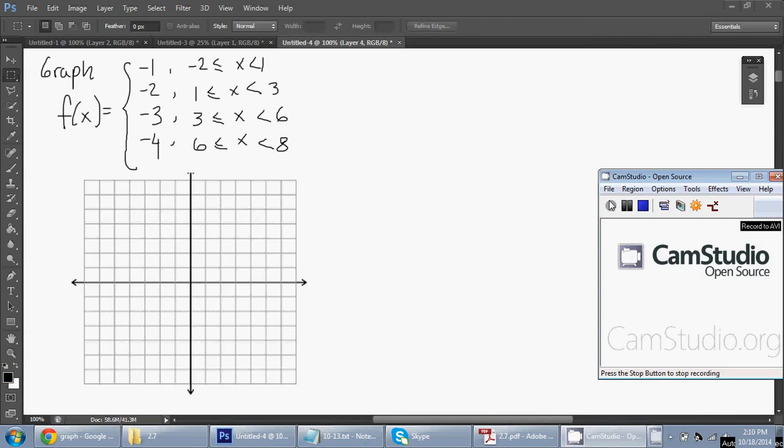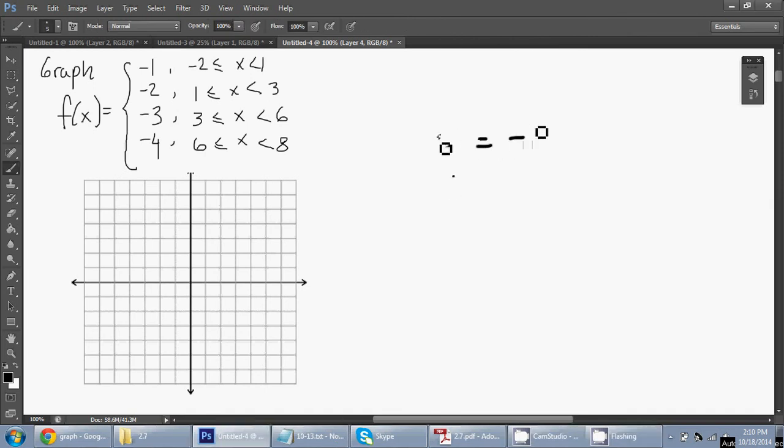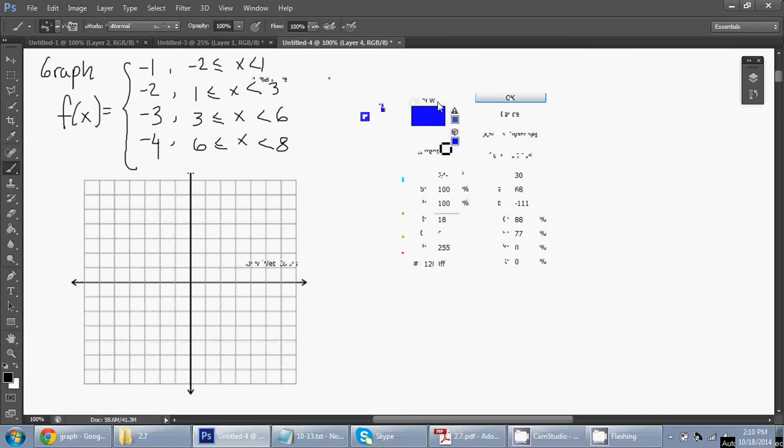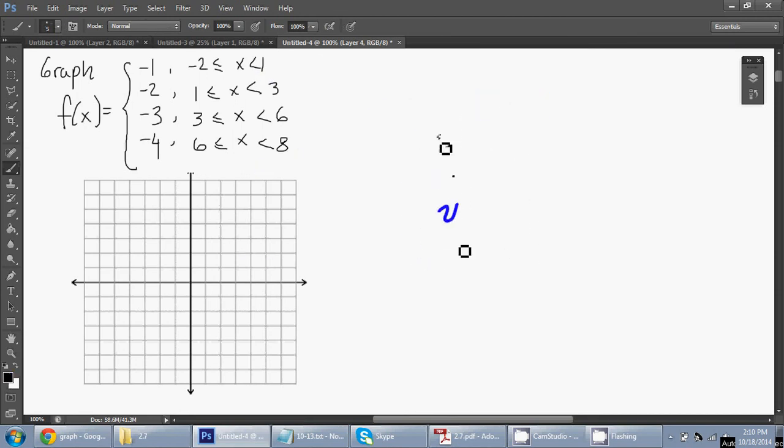Here's another example of graphing a piecewise function. Now this one looks more confusing because instead of 2 equations, they actually give you 4 different equations. The equations they give you are y is equal to negative 1, and that's when x is between negative 2 and 1. The second one they give you is y is equal to negative 2, and that's when x is between 1 and 3.